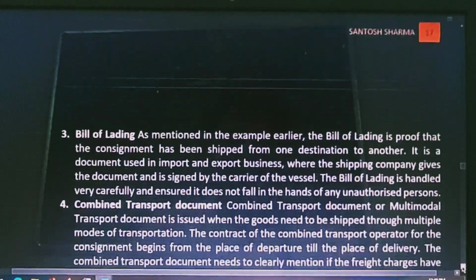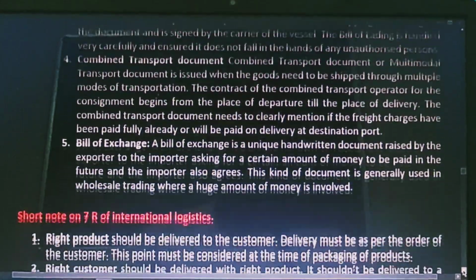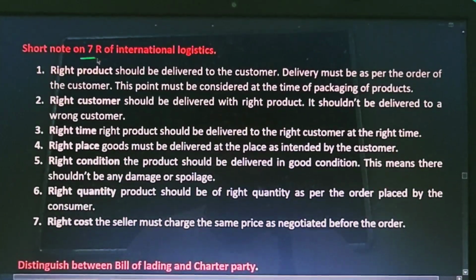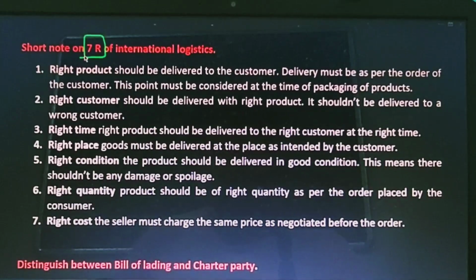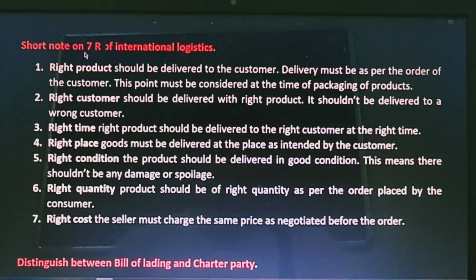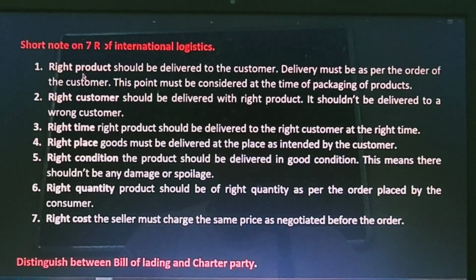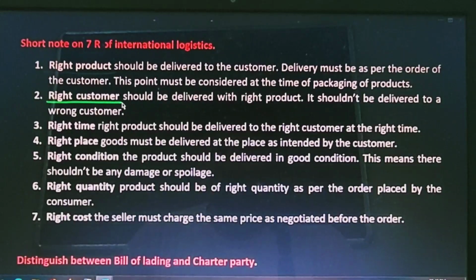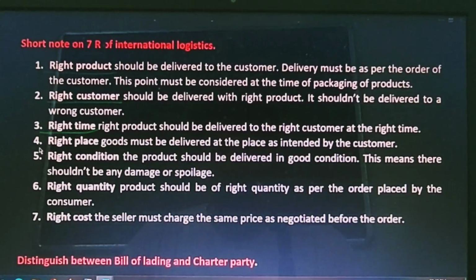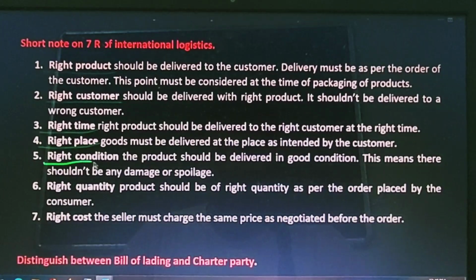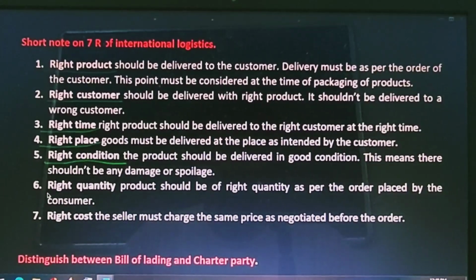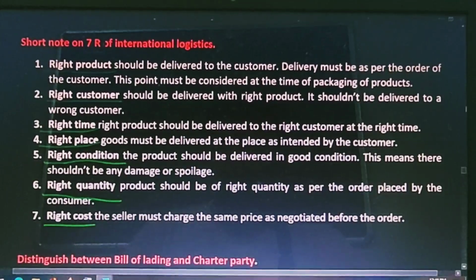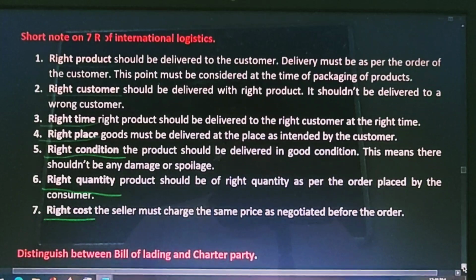I have briefly explained all these points, right? Let's move on to the next question. Write a short note on 7R. Now what is this 7R in international logistics? It's very simple. This can come as a short note, it is very important. First one, right product, then we have right customer, right time, right place, right condition of the goods when it is delivered, and right quantity, and lastly right cost. That means reasonable cost should be charged, right?